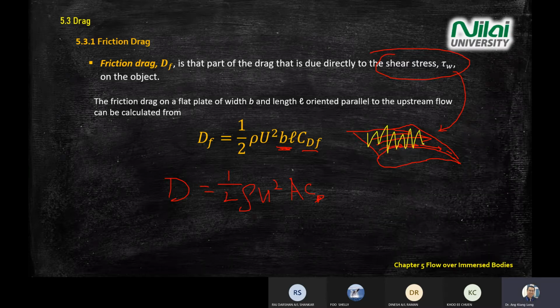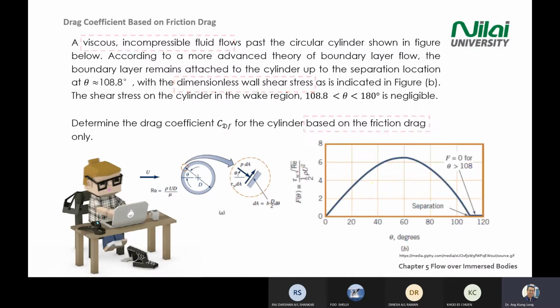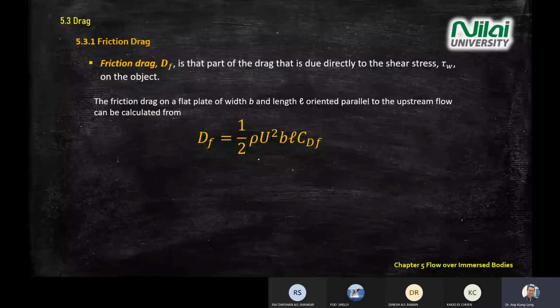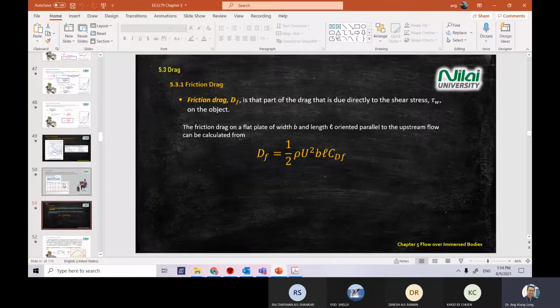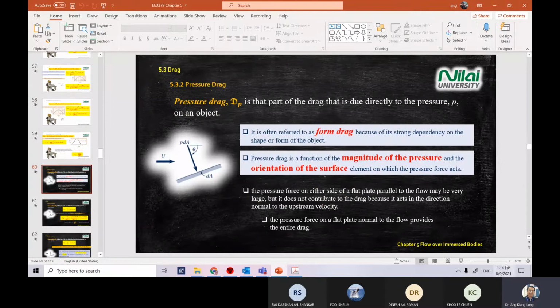This is the area of the wing. So you take the L times the B. L times B, you get the area. This is the area. Then there's an example tutorial question on application of this equation. You can read through the PowerPoint slides.